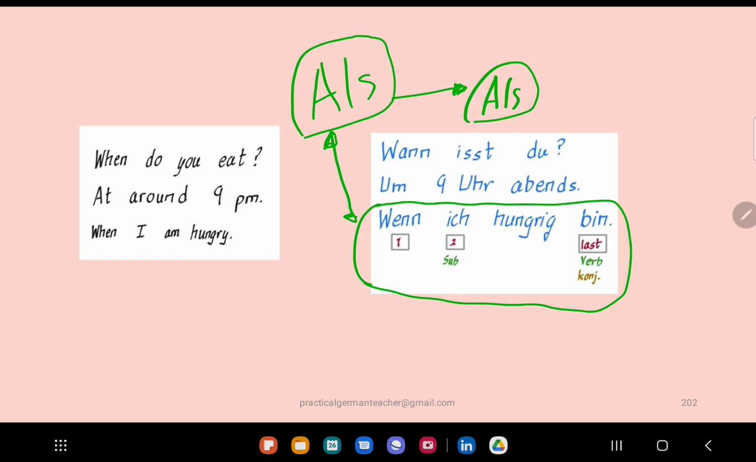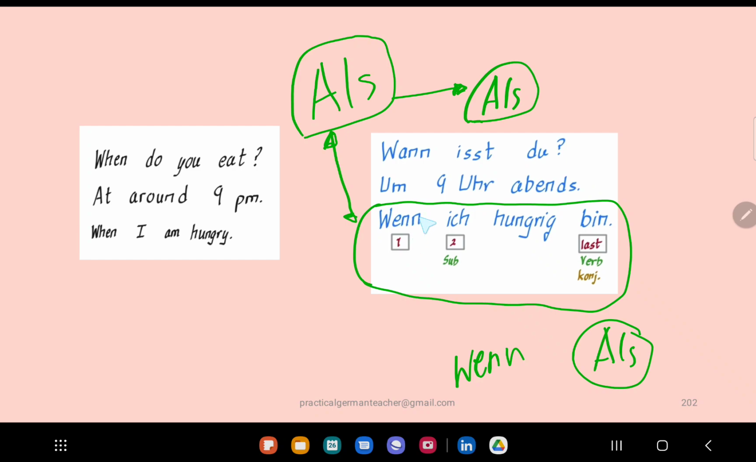Or you can say when I turned 18, right? Everybody will turn 18 only once in their lives, right? So when you turn 18, there you should not use wenn, you should use als. You're talking about a one-time event. We will talk about it more. Let's carry on.